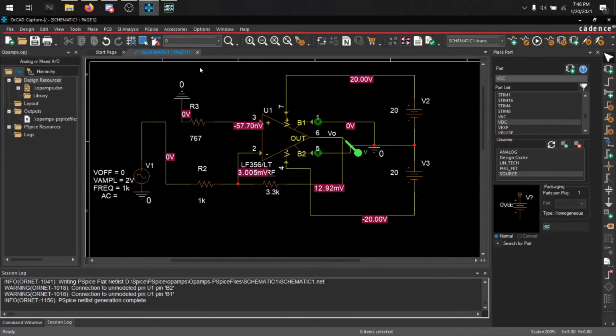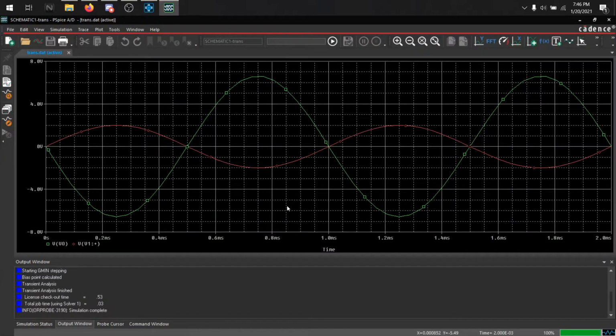So if we match that with the input, you can see the difference. It's 180 degrees out of phase, and it's amplified. There we go.